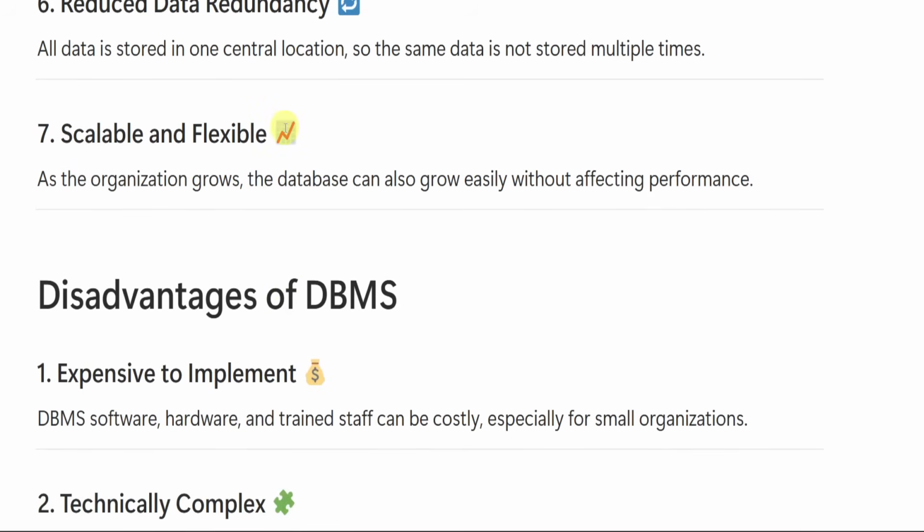Scalable and flexible means as the company grows, the database can also grow easily. If a school adds 500 more students, data can still be stored without any problem. So that is what flexible means.